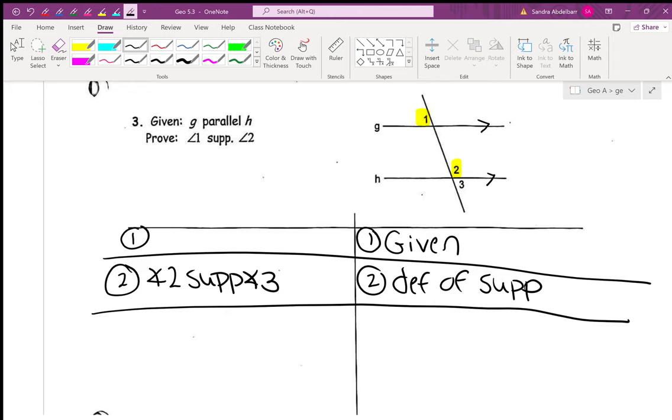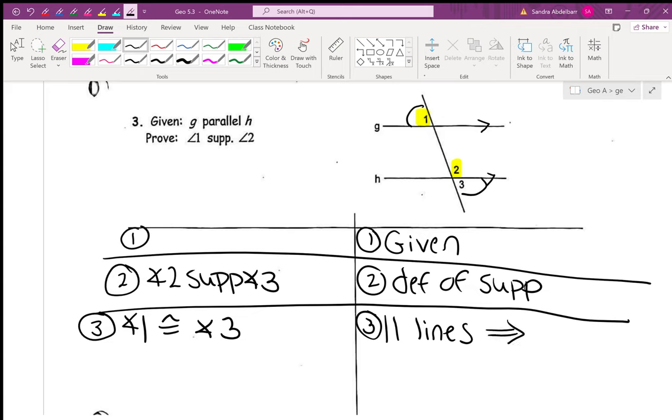Aren't they alternate exterior angles? And if the lines are parallel, the alternate exterior angles are what? What's their relationship? Congruent. Not supplementary, they're congruent. So in step number 3, I'm going to say angle 1 is congruent to angle 3. And our reason is we were given the parallel lines in the given information. So that's why we write that first, parallel lines. And then we draw our arrow because then from those parallel lines, we concluded that the alternate exterior angles were congruent.